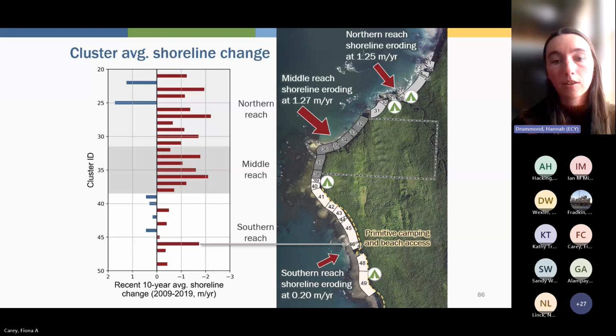This slide has a gray arrow at the bottom pointing to cluster 46. That had an oddly high erosion rate for being in that southern area, 1.73 meters of erosion per year on average. And we did find that this is the location of a primitive camping area and also beach access. So there might be something going on with more foot traffic contributing to the high erosion rate here. Next slide.